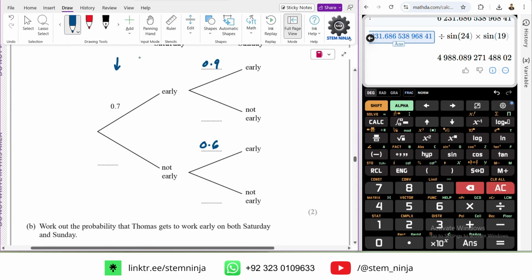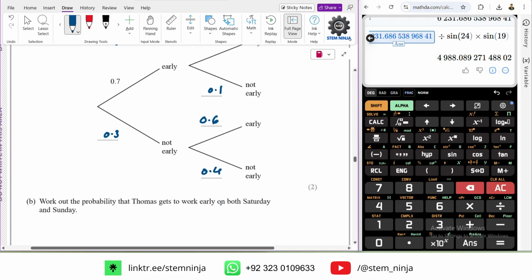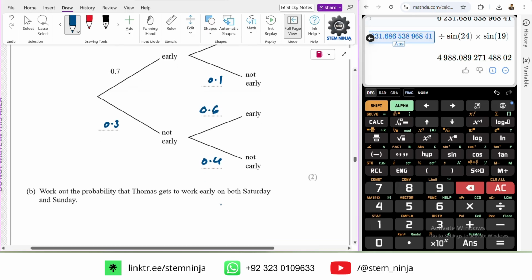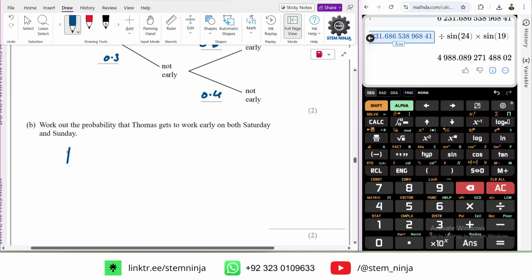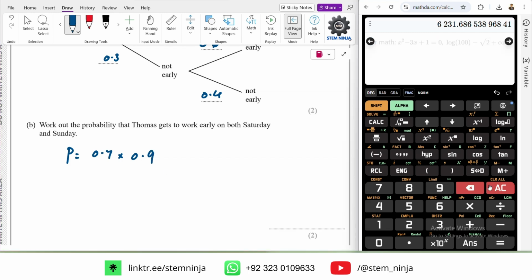For every branch the total would be 1, so this would be 0.3, 1 minus 0.7, this would be 0.1, and this would be 0.4. Work out the probability that Thomas gets to work early on both Saturday and Sunday. So this would be this one, Saturday, Sunday, so this would be 0.7 times by 0.9, so that is going to be 0.63.